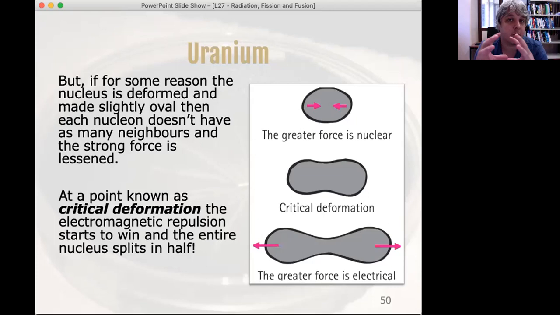And if you reduce the strong force enough, you get to a point that's called critical deformation. Then the strong force is no longer enough to hold that nucleus together. And what will happen is not alpha or beta decay, but nuclear fission. The entire nucleus will just break into 2 parts, and it is now 2 separate nuclei, 2 different atoms. If it reaches critical deformation, you can't go back. The electromagnetic repulsion is going to win, and the nucleus will split in half. As per the name, critical, it will split.